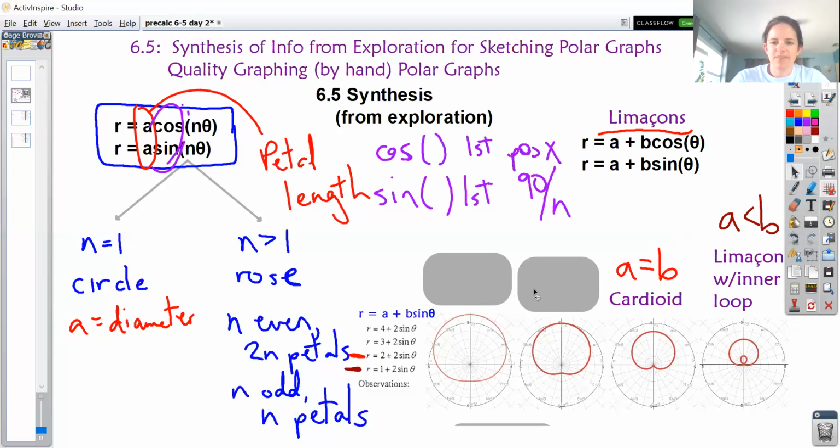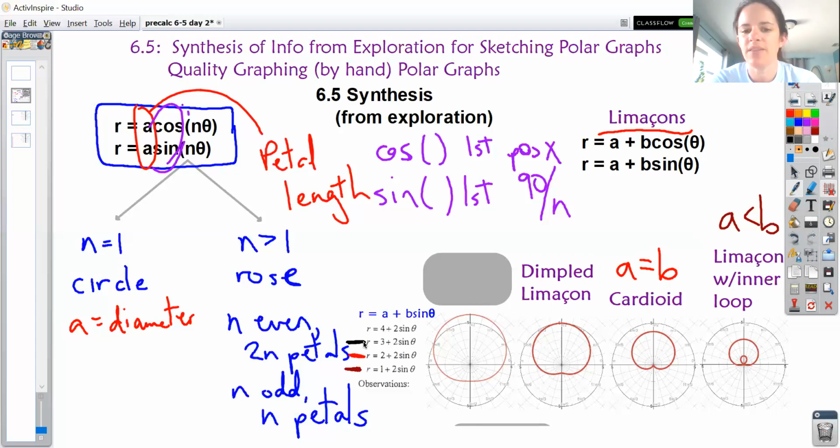The next one is called a dimpled limaçon because it looks like a little dimple. The dimpled limaçon you're going to get, in the case of r equals 3 plus 2 sine theta, when the ratio of A to B is bigger than 1 but less than 2. So that means that A divided by B is bigger than 1, which means A is bigger than B. But if the ratio is less than 2, it means that A is not double B.